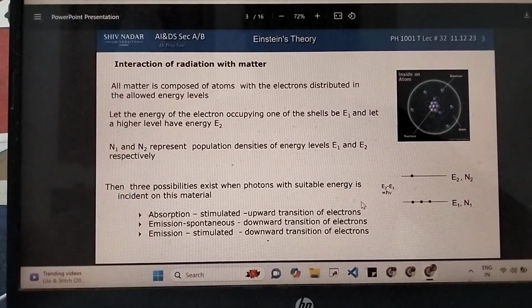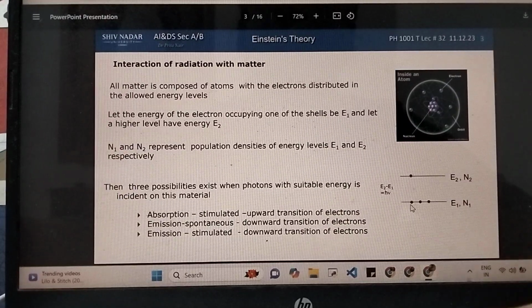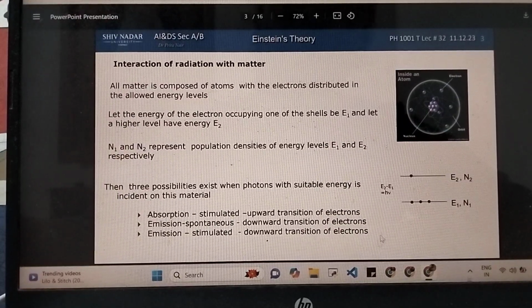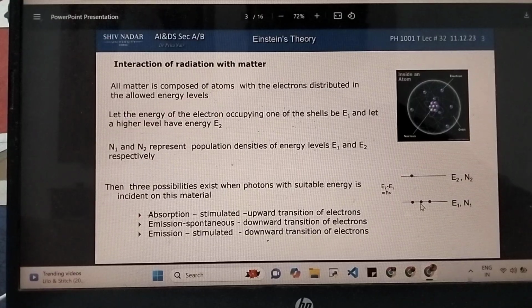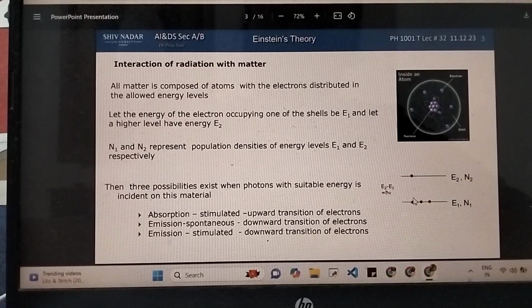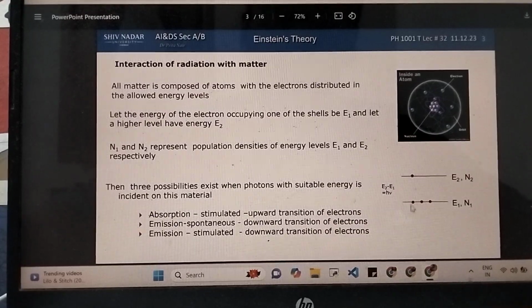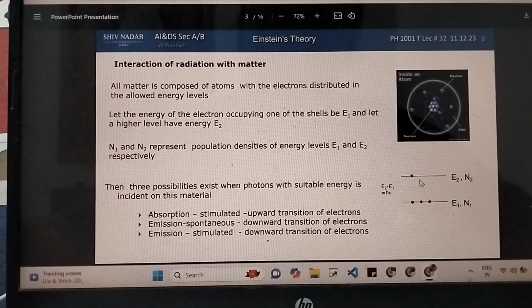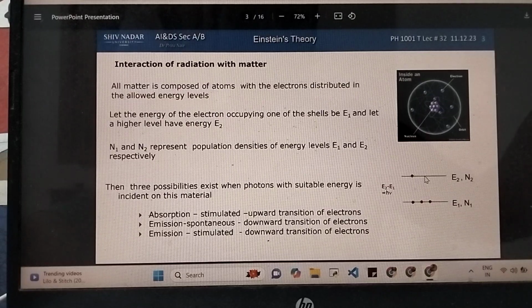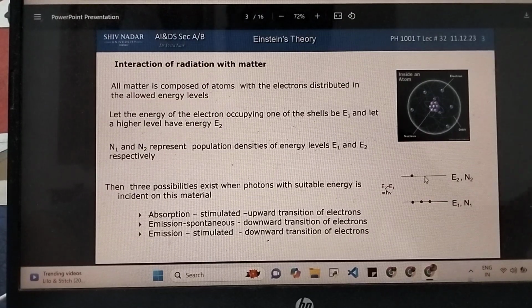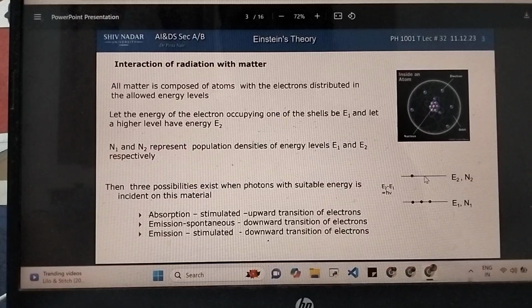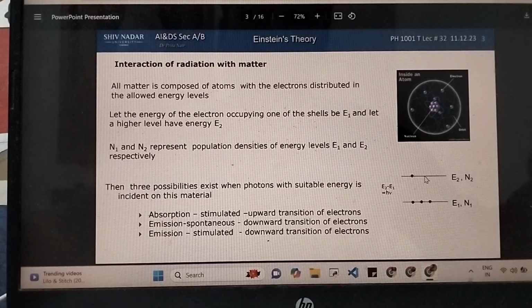To give you a high level overview of these three, stimulated absorption is when energy is provided to this atom. The electrons at the lower energy levels take up this energy, they break free from the forces that are binding them and they move to the higher energy levels. This is the most basic electron movement which we have been studying about right from high school. That is called stimulated absorption.